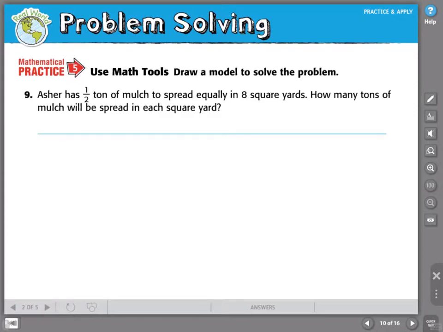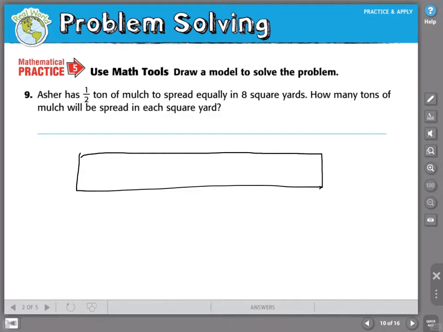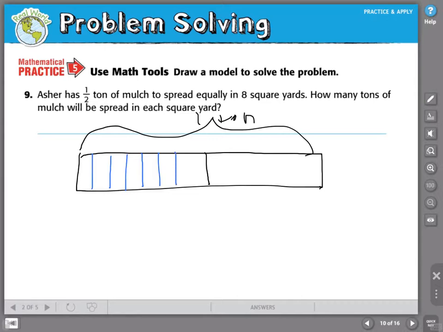Asher has 1/2 ton of mulch to spread equally into 8 square yards. How many tons of mulch will be spread into each square yard? I'm going to use a model. This will represent 1 ton of mulch. 1 ton. Asher has half of a ton, but he needs to spread that into 8 different yards. How many tons of mulch will be in each yard?